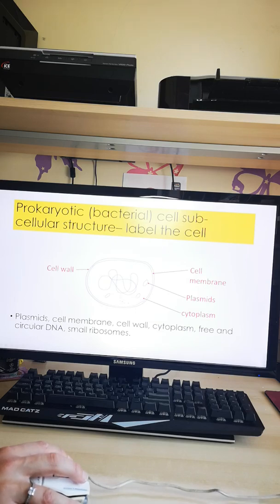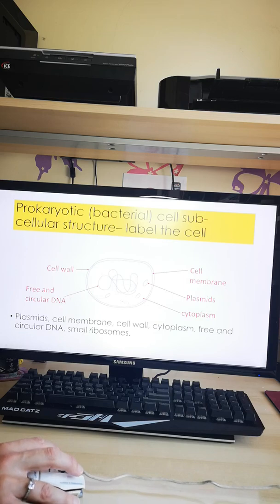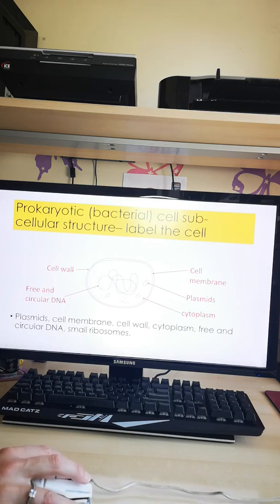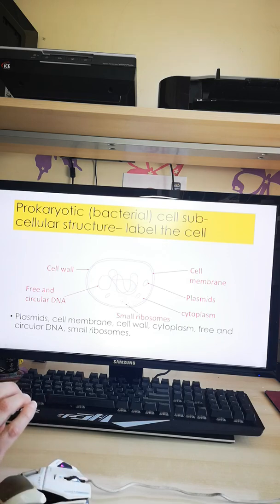And then we have got at the centre a large free circular DNA molecule. So the reason this is different to our plasmids is it's a much bigger loop of DNA. And then finally, there are ribosomes, but they are much smaller than the ribosomes found in eukaryotic cells. So bacteria are only prokaryotic cells.